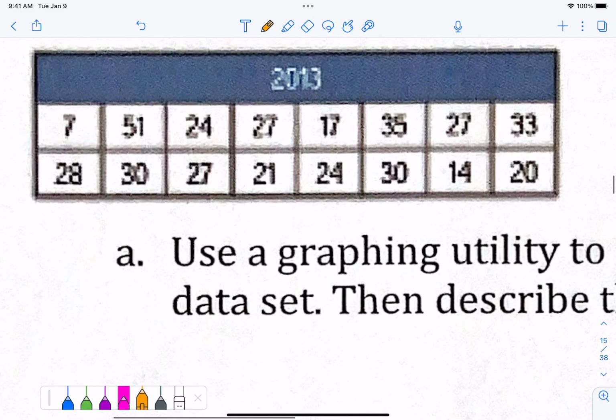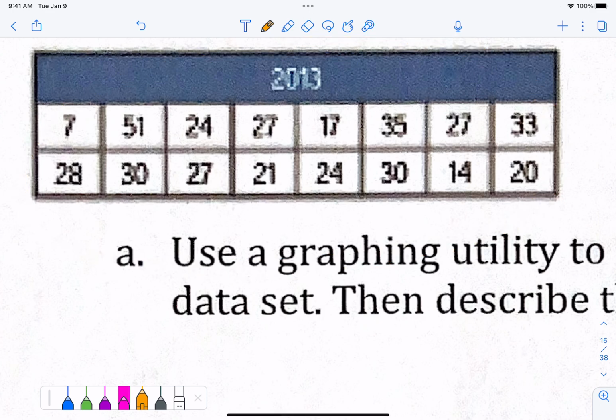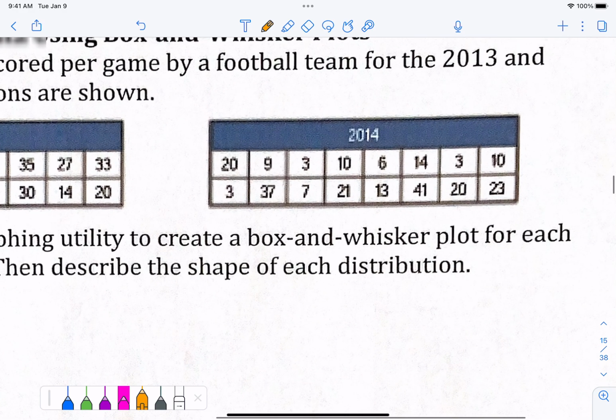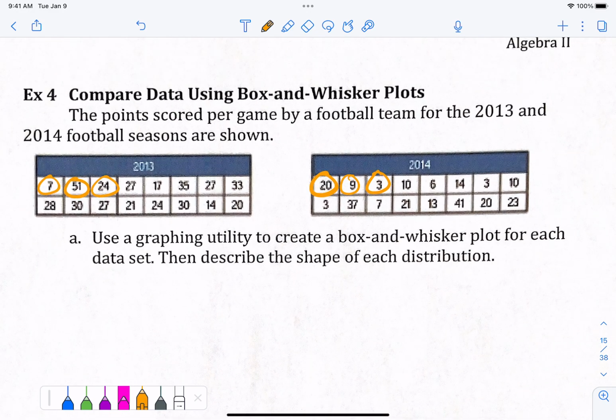The points scored per game by a football team. So in 2013, there are 16 numbers here. That means we played 16 games, right? In the first game, we only scored 7 points. In the second game, we scored 51 points. In the third game, we scored 24 points, etc., right? Okay, in 2014, the first game, we scored 20 points, then 9, then 3, right? And so on. We still had the same number of games in 2013 and 2014, but what we're trying to compare is, did we score more points per game in 2013 than 2014?